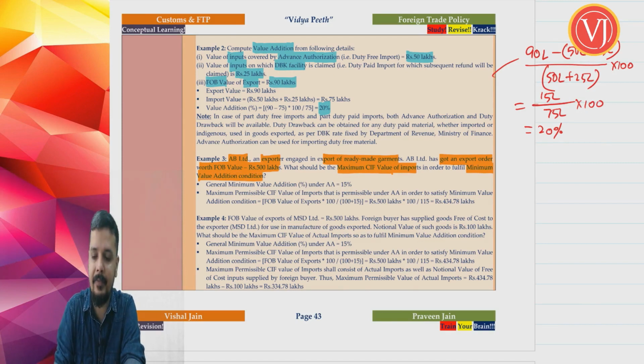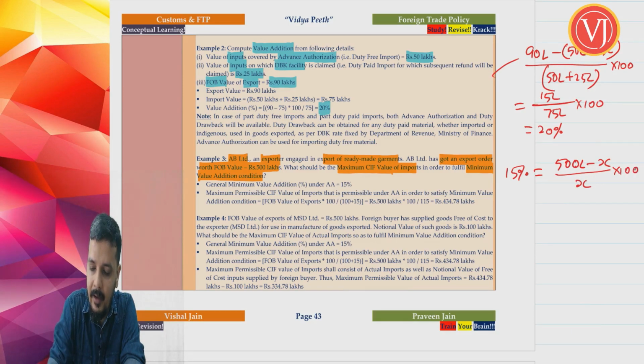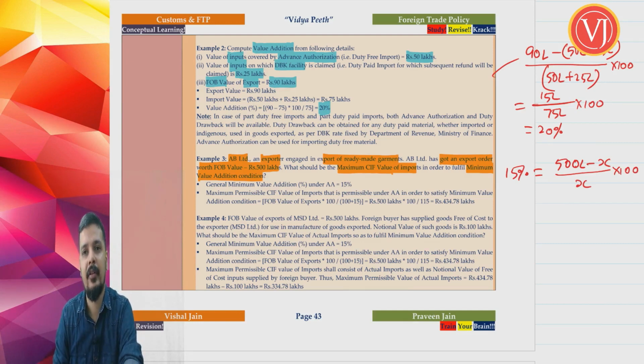Which means that they are telling that this validation which is required is 15%. So you have to achieve 15%. You do know the export value, which is the order of 500 lakhs. You do not know the import value. So you have kept it as X, divided by X, multiplied by 100. This you have to put in calculation.